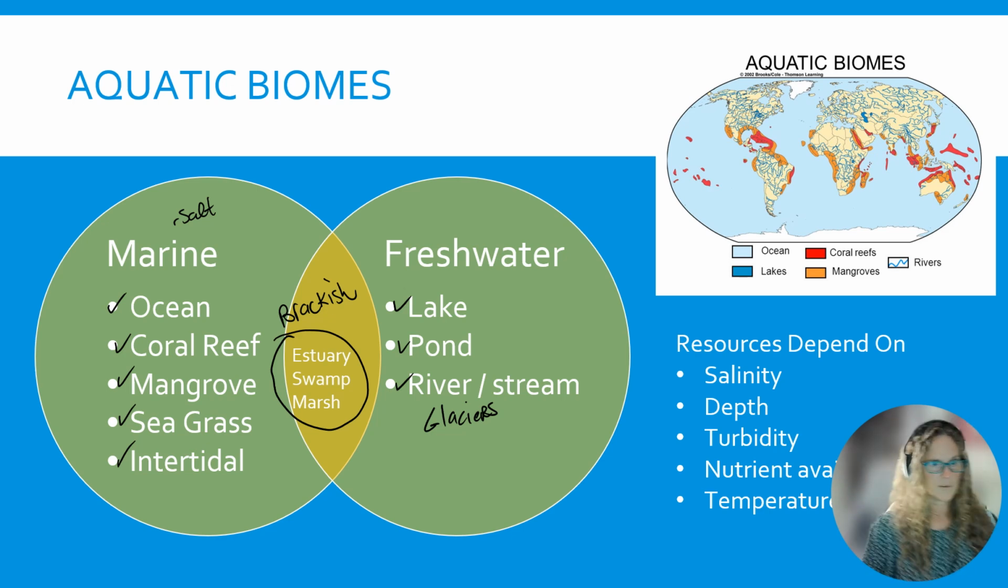All of these aquatic biomes are dependent on the salinity levels, how deep they are or how shallow they are, or light is what that really means. How many particles are in the water, how turbid is it, what nutrients are available, and what's the temperature like, because organisms can't adjust quickly to hot and cold extremes, especially aquatic ones.